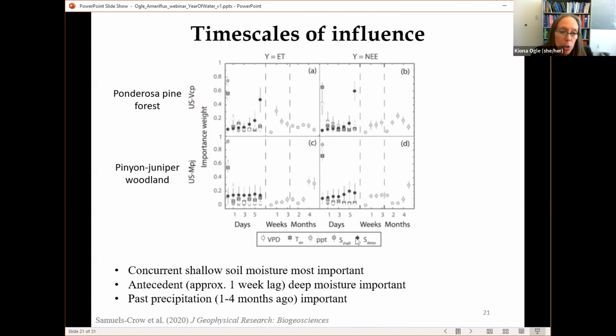But if you go to deeper soil moisture, the dark filled symbols, the relative importance increases as you go further back in time. And there's, in some cases, especially at ponderosa pine, up to a week lag between deep soil moisture and ET and NEE.